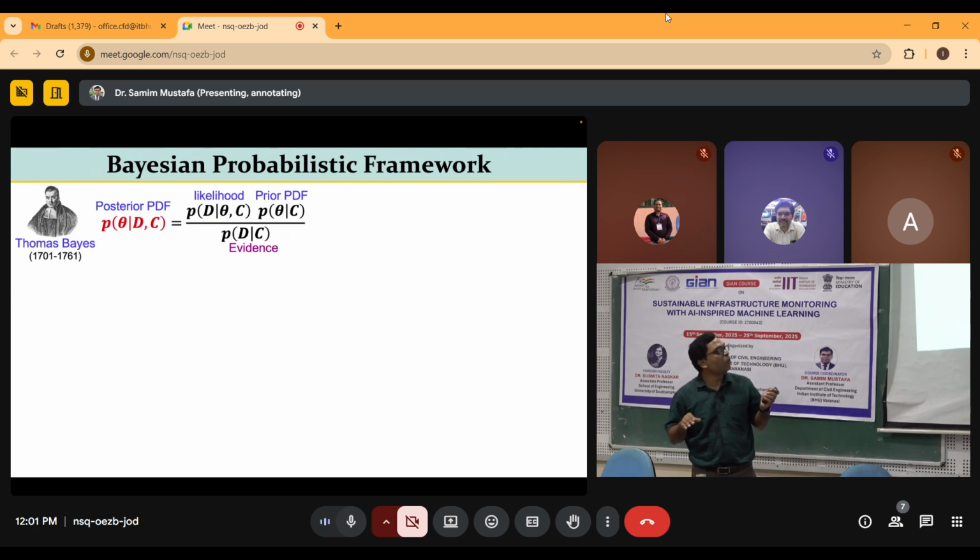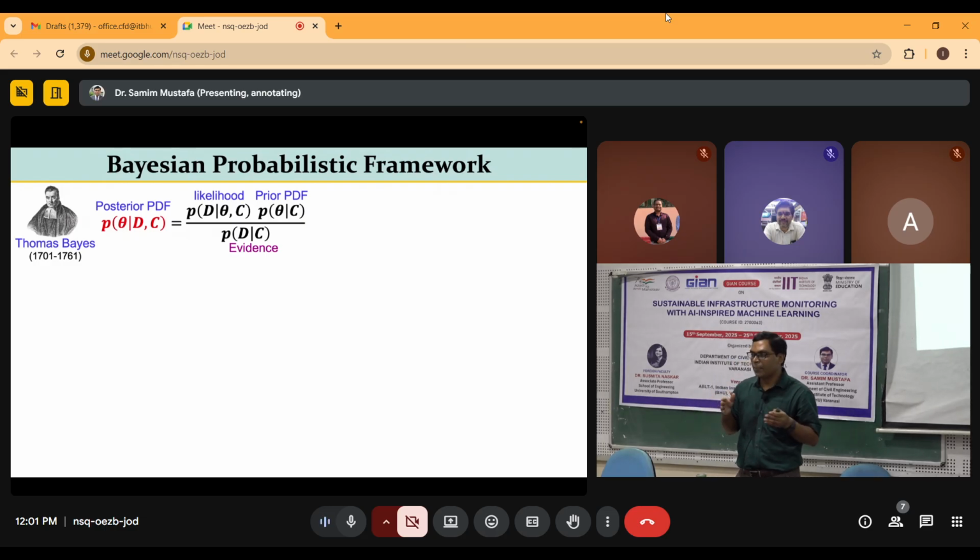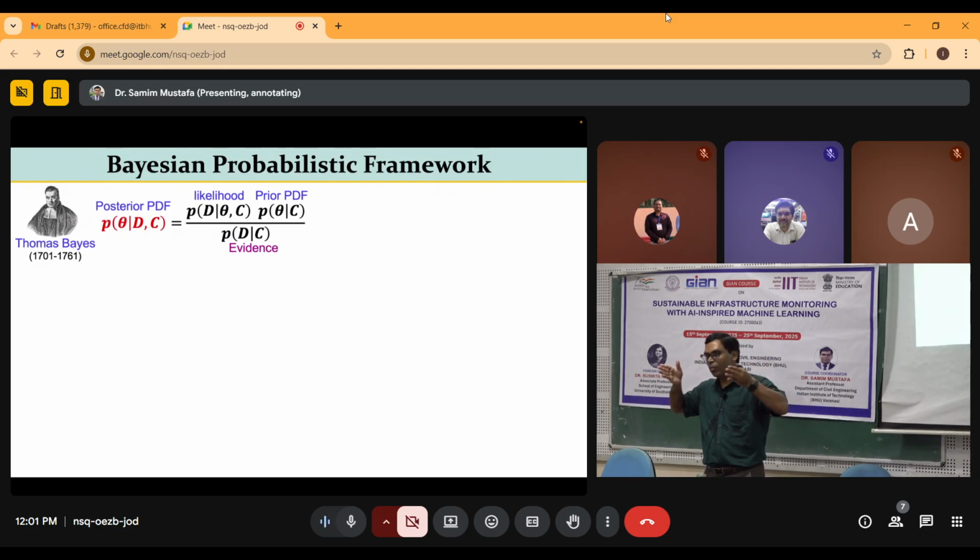But if you also want to identify C, C is a model class. What do you mean by model class? Suppose I give one example now. There is a simply supported beam, and you are modeling it either by Timoshenko theory, Euler-Bernoulli beam theory, or some three-dimensional non-linear geometry or some other method.